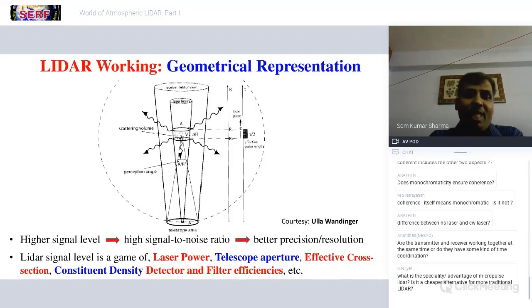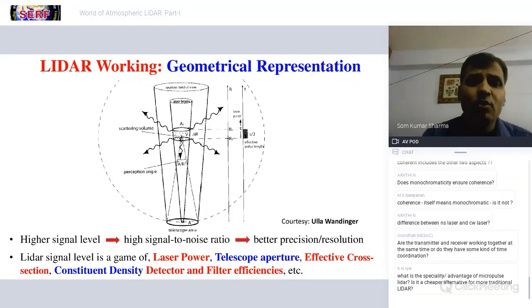Now I will move ahead, and I am sorry for this little blurred diagram, but I will explain how LIDAR really works when the laser beam passes through the medium, a geometrical representation. Here, this bigger cylinder type of thing is the aperture of the telescope. It is the primary mirror of the telescope, this bigger one. This is the field of view of the telescope.